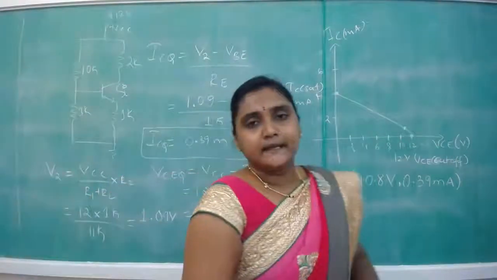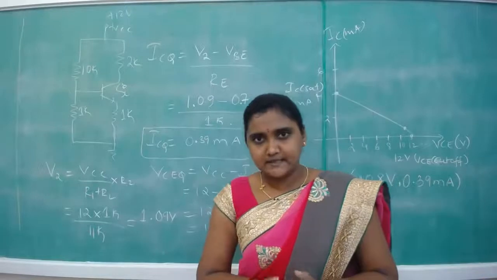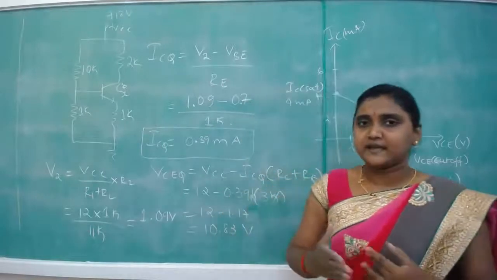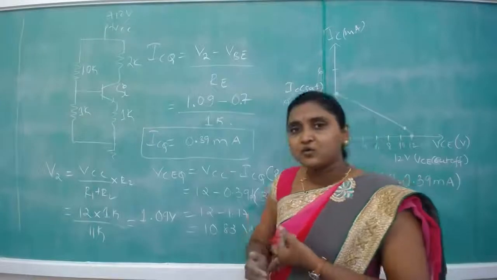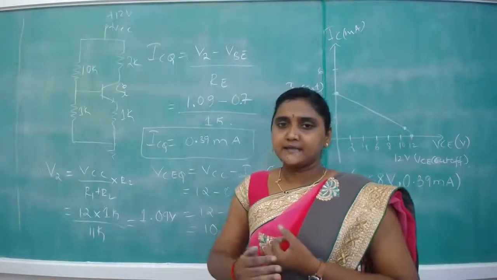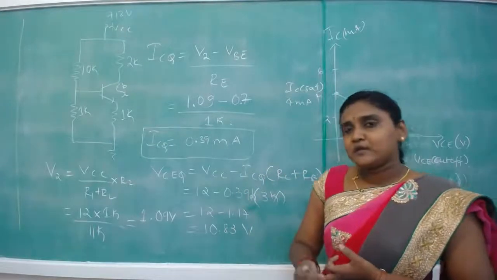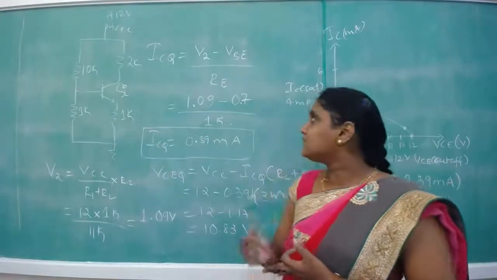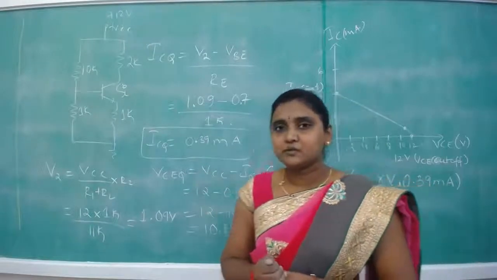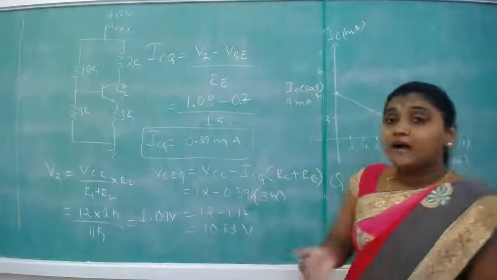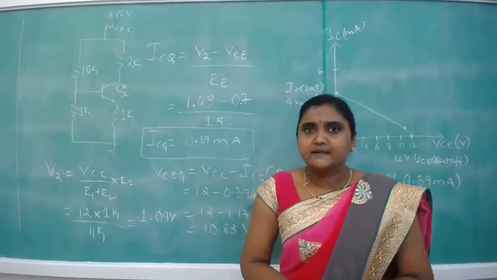So we have analyzed the voltage divider bias circuit in today's class, where we found the expressions for IC and VCE first, and from that we found the two endpoints. That means IC sat and VCE cutoff, and again we found the coordinates of the Q point, the ICQ and the VCEQ, and we solved a few numericals on that. We have also seen the advantages and disadvantages and also the importance of the voltage divider bias.